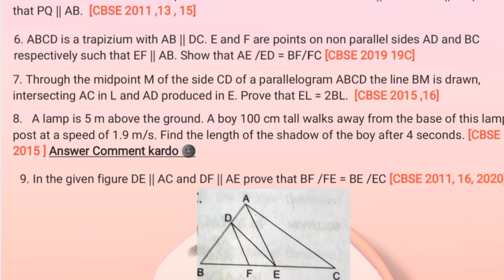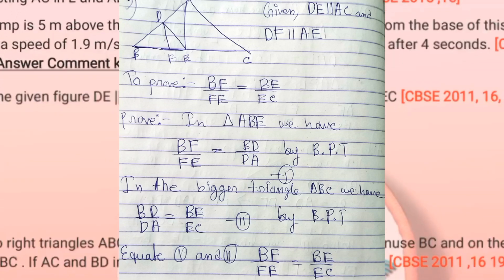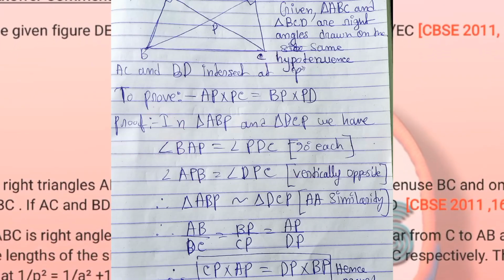In question number 9, you have to use the BPT in triangle ABE and in the bigger triangle ABC to prove BF divided by FE equals BE divided by EC. Question number 10 is very easy. Here is the solution for those who are not able to solve.